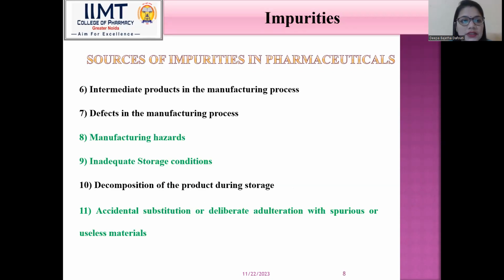And the sixth one is intermediate products in the manufacturing process, the products which form intermediate defects in the manufacturing process. And then manufacturing hazards, inadequate storage conditions, decomposition of the product during storage, accidental substitution or deliberate adulteration with superior or useless materials.